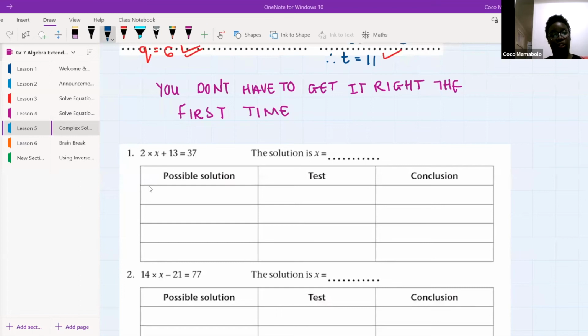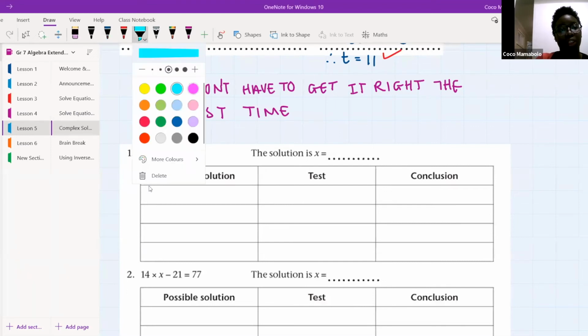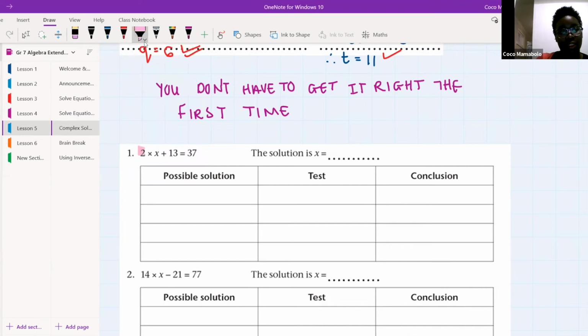All right, so let's look at this sum over here. You don't have to draw the table. What I want you guys to do is write down this equation over here. Okay, Vanessa, do you see this equation that I'm highlighting? Yes, ma'am. Okay, so here's what we're gonna do. We are gonna test different numbers to see what X, you see this letter X over here, could possibly be. And it doesn't have to be the right number.